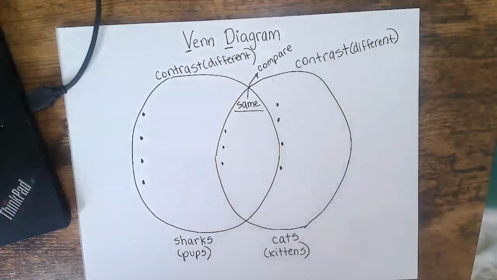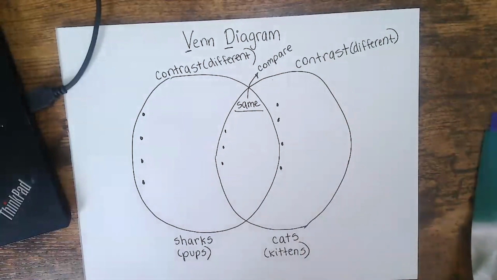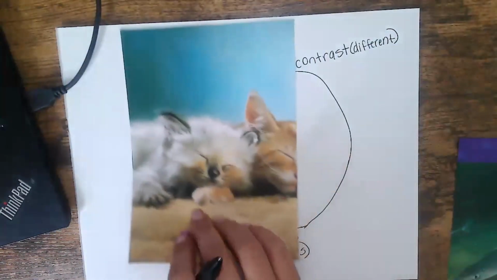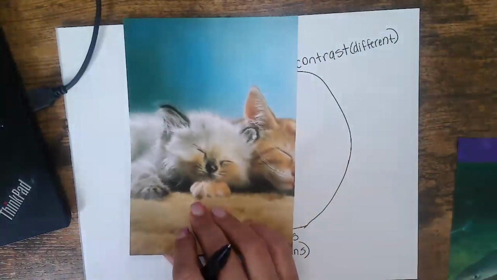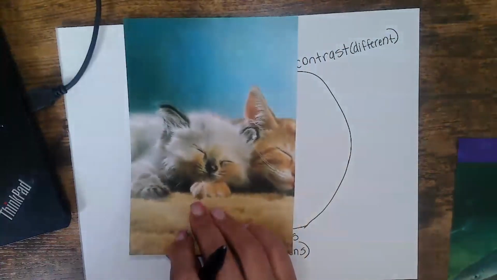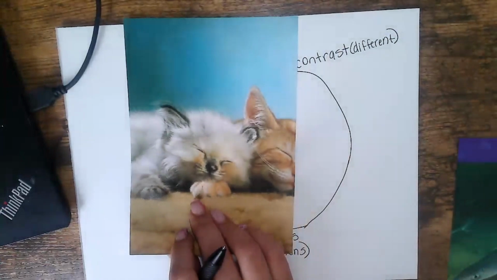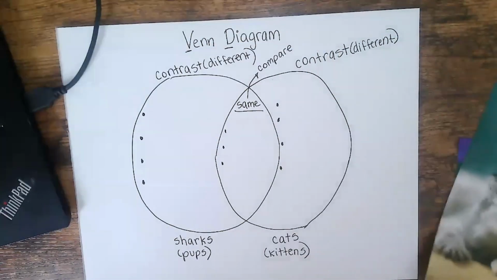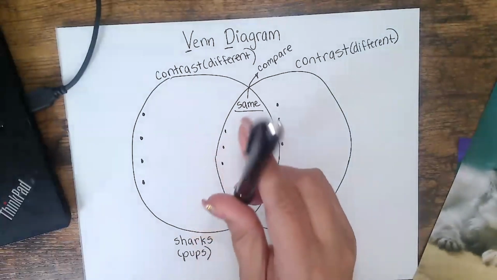Excellent. I'm going to start with the cats or kittens. We're going to start here. I'm going to pause, and you are going to raise your Zoom hand, or if you're in a live classroom, raise your real hand and tell me something that's true about cats or kittens.